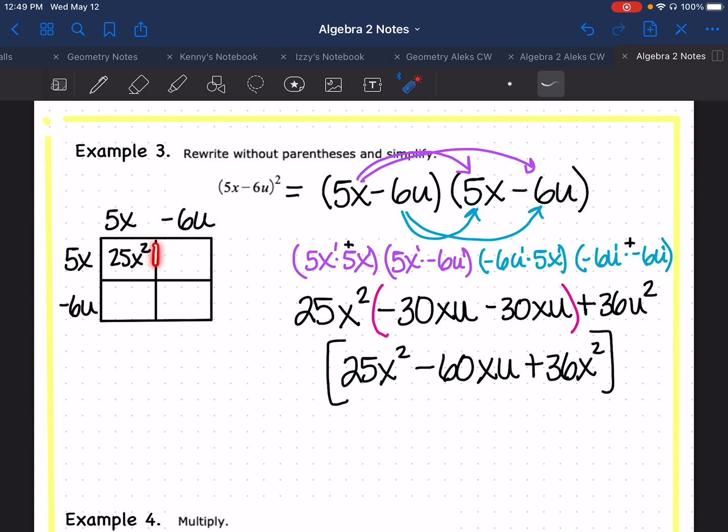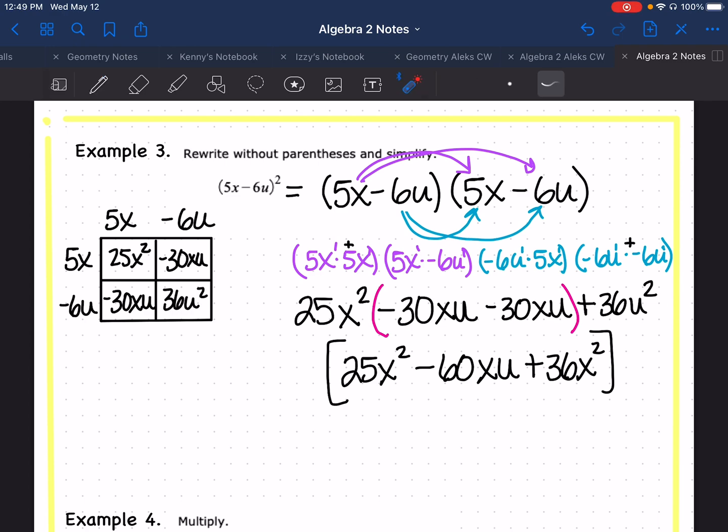You're going to multiply 5x because it matches here, 5x times negative 6u. Notice that you're seeing the same things that we just had. Negative 6u times 5x. Because remember, it is a square. And what we learned in geometry is, well, it's not a square, it's a rectangle. This side and this side are the same, this side and this side are the same. All right, and for the last one, negative 6u times negative 6u.